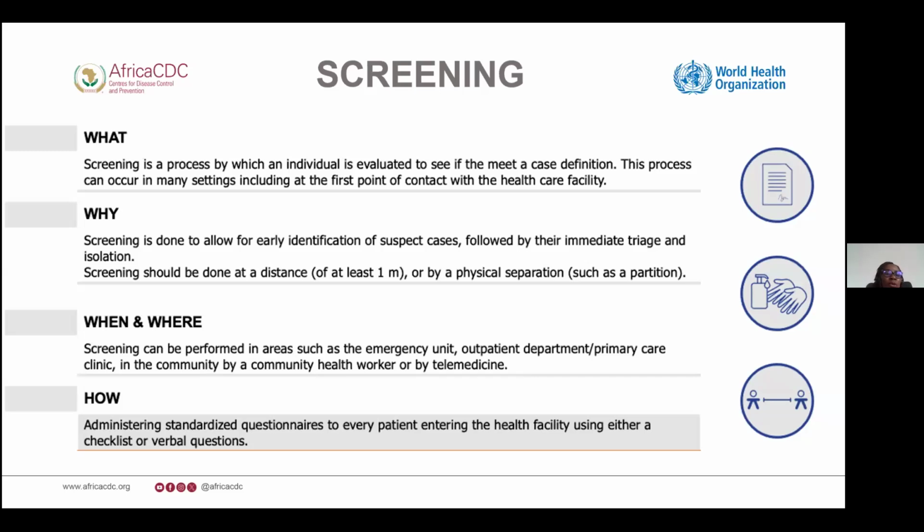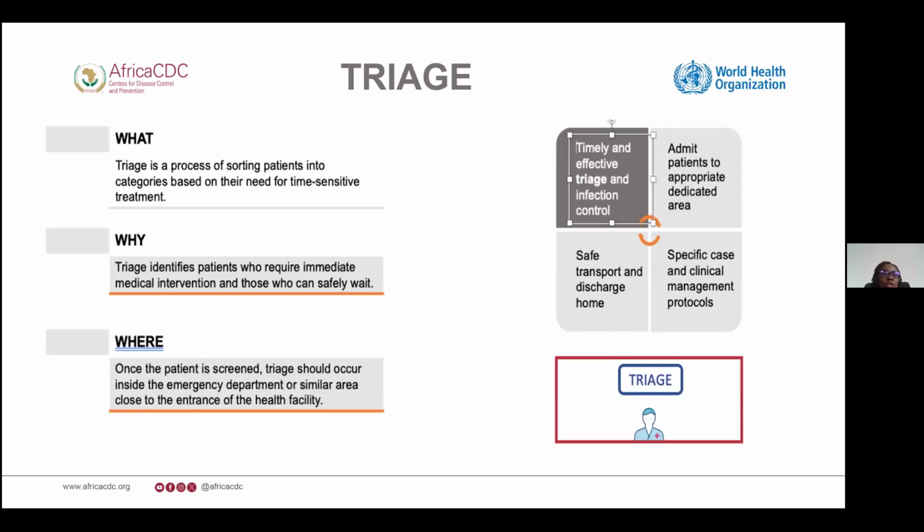When and where should it be done? Generally, it is in the emergency unit, the first point of contact with patients, in outpatient departments, primary care clinics, mobile health centers, and even by telemedicine. We want to standardize the process; the way by which screening is being done in the north, in the center, in the south should be identical. Procedures should be standardized. Health facilities should standardize questionnaires. You can use a checklist, ask questions, or do it verbally.